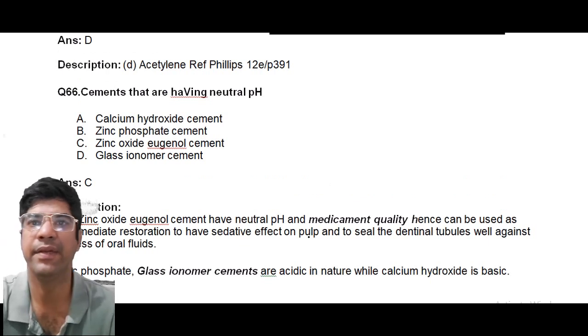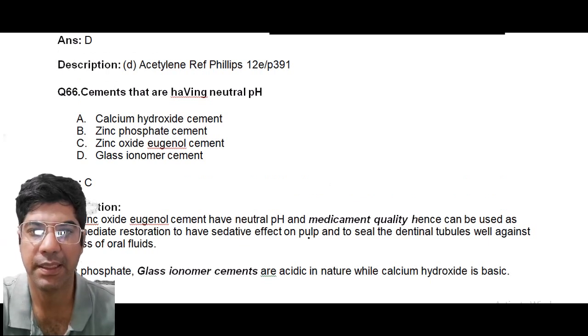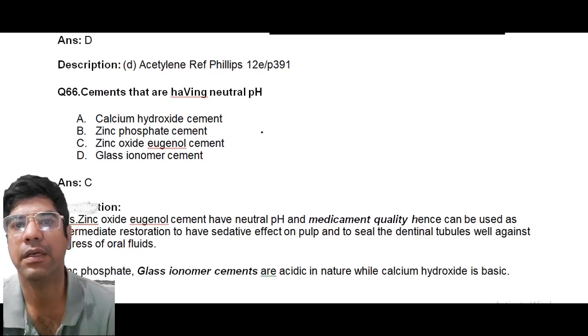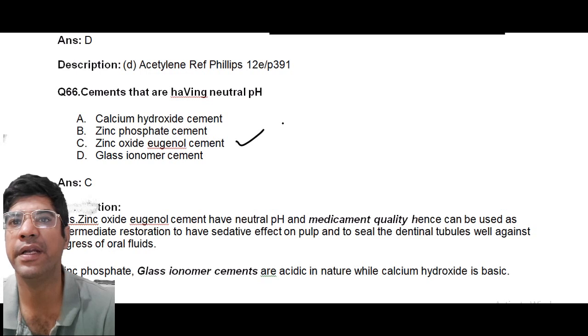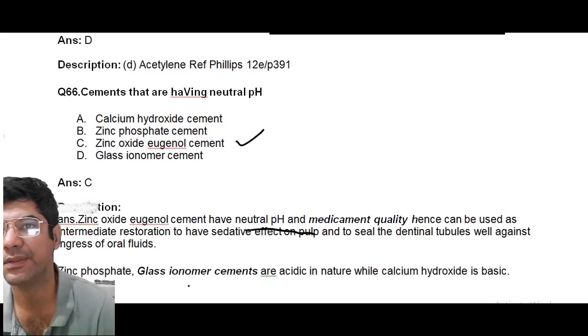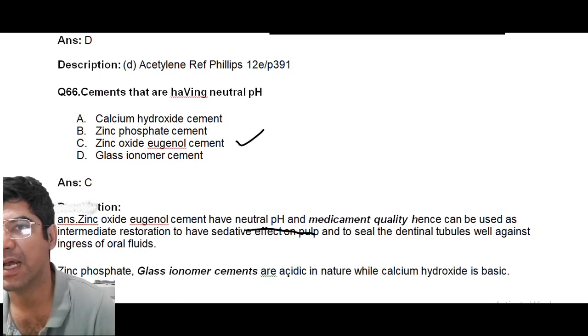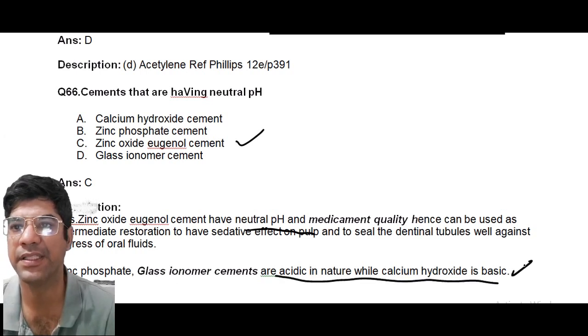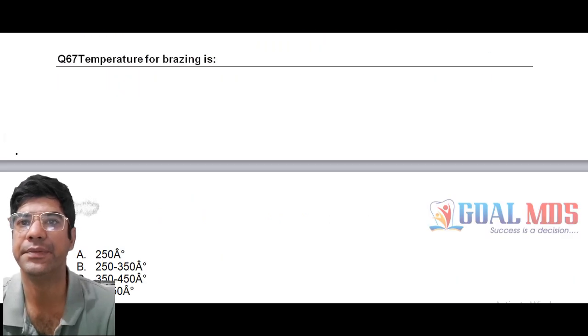Cements that have neutral pH are the zinc oxide eugenol cements. They have a neutral pH. The glass ionomer and zinc phosphate are acidic in nature, whereas the calcium hydroxide is basic.